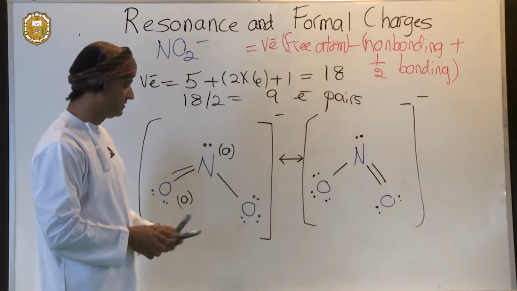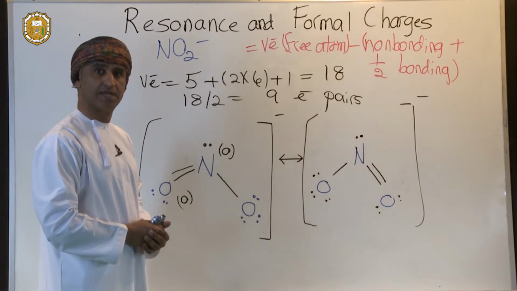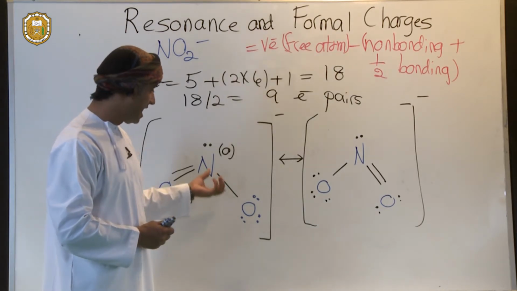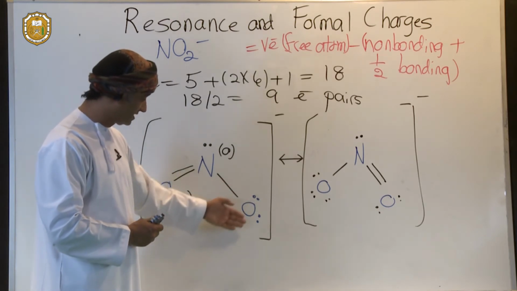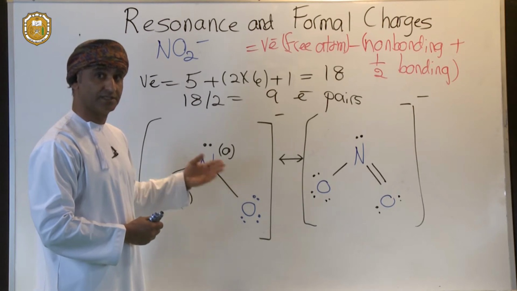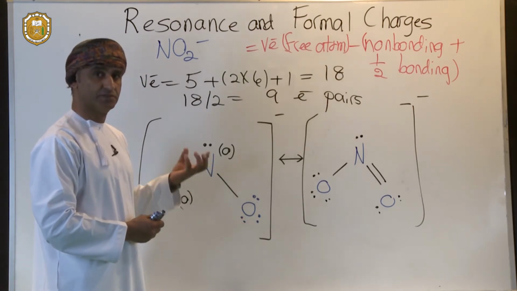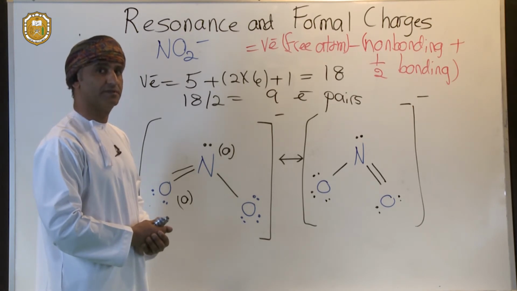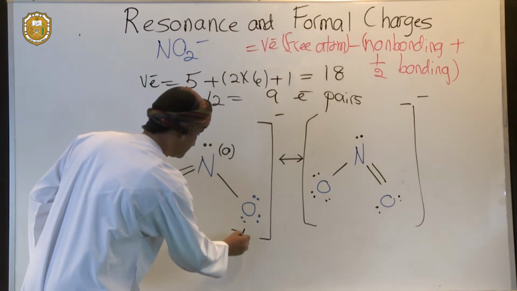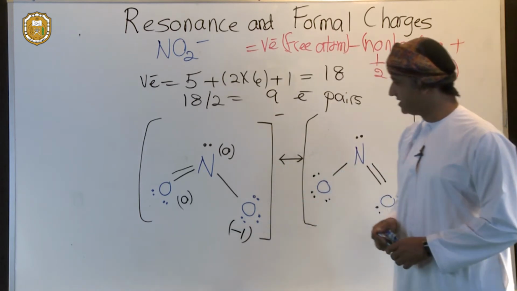If you look at that oxygen, the number of valence electrons in the free atom, as usual, is 6 because oxygen is located in group 6A. The number of non-bonding electrons is 6. Half of the bonding is 1, so 6 non-bonding electrons plus half of these 2, that is 1. So the total of valence electrons in the structure is 7. You subtract 7 from the number of valence electrons in the free atom, and that's 6, so we get -1. So -1 is the formal charge for oxygen in this Lewis structure.